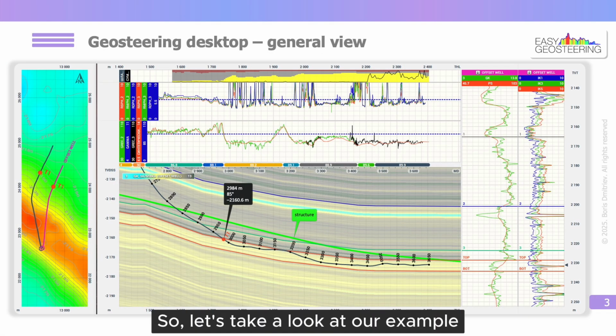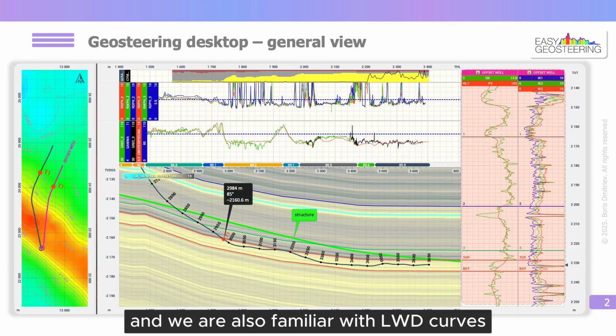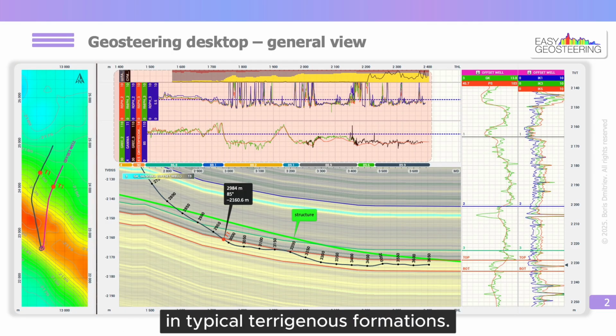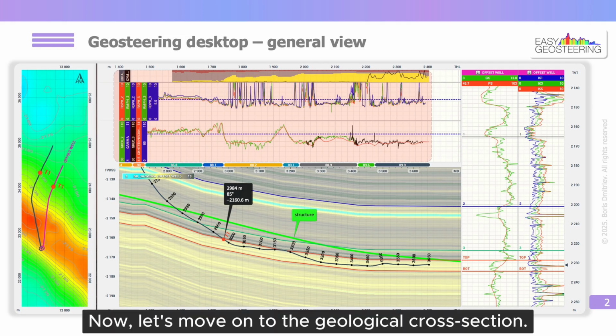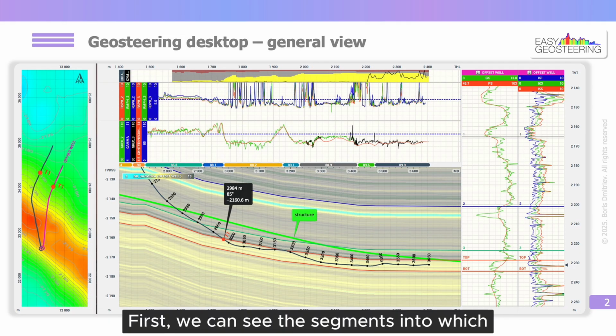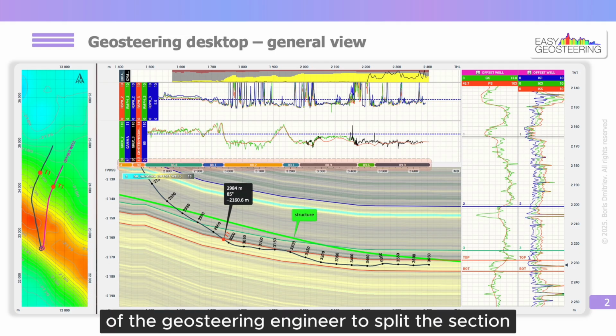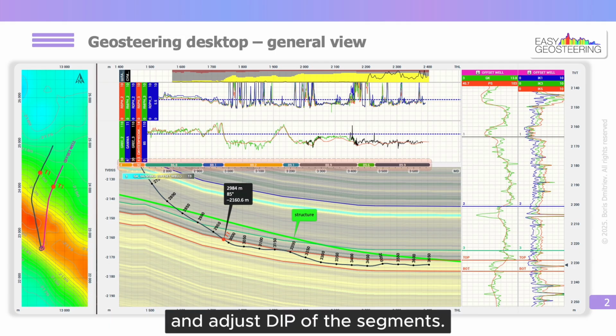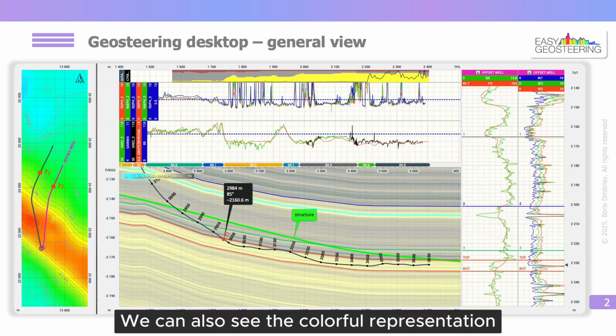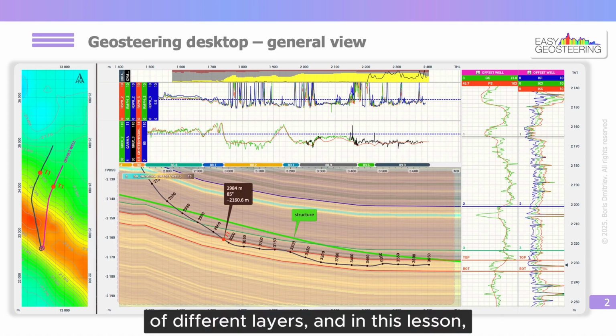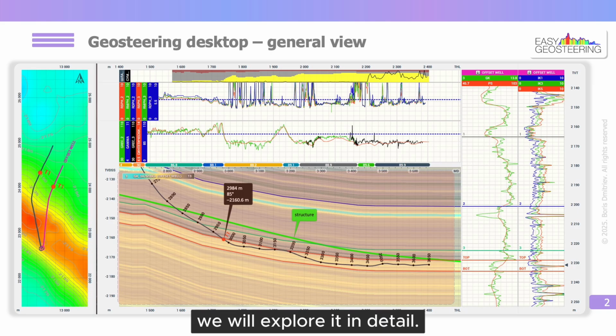So let's take a look at our example from the very beginning of the course. We already know what a structure map is, we understand the main functions and requirements of offset wells, and we're also familiar with LWD curves in typical heterogeneous formations. Now let's move on to the geological cross-section. First, we can see the segments into which the geological cross-section is divided. Each segment has its own dip angle, and it is the responsibility of the geosteering engineer to split the section and adjust the dip of the segments. We can also see the colorful representation of different layers, and in this lesson we will explore it in detail.